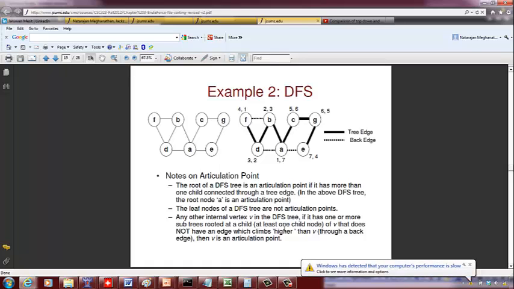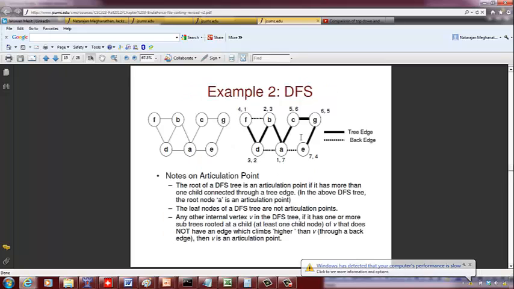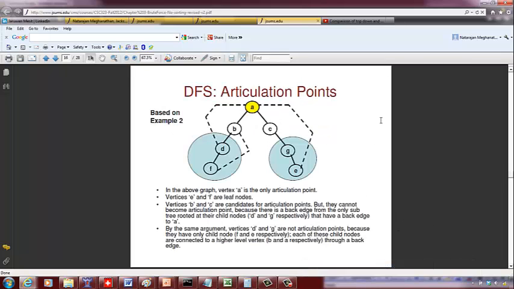Okay, so let's see some examples over here. So this is the depth first search tree that we have redrawn here to make it easier to visualize the same tree. So now you see A is an articulation point because it has 2 child nodes connected through a tree edge, these dark edges. Now F and E are not articulation points.